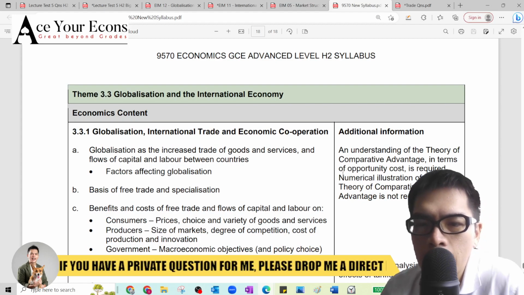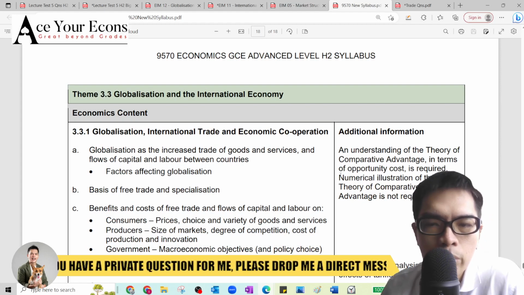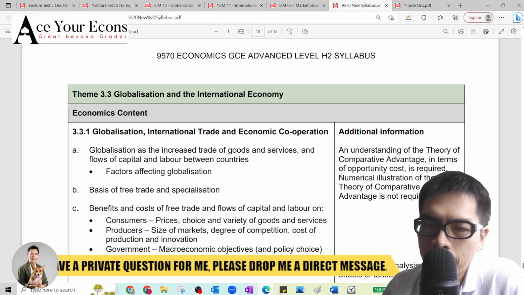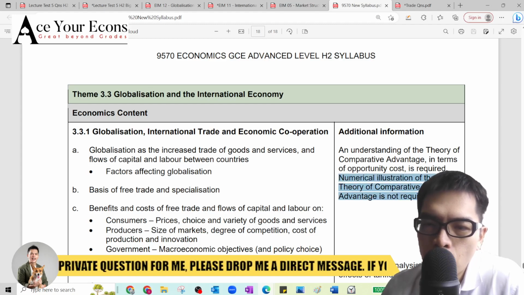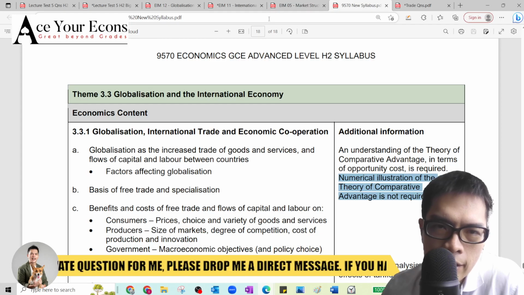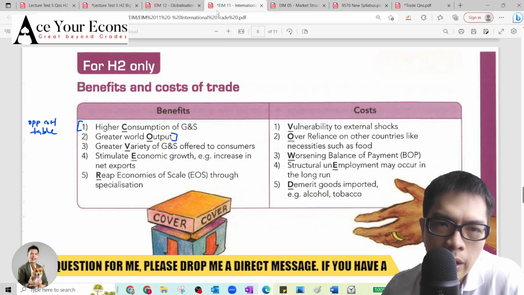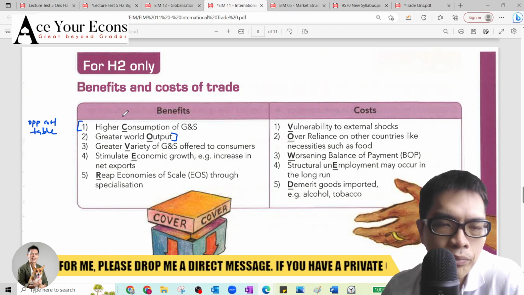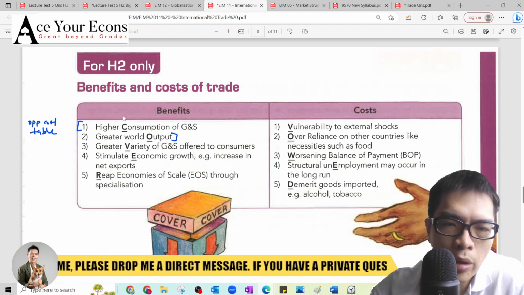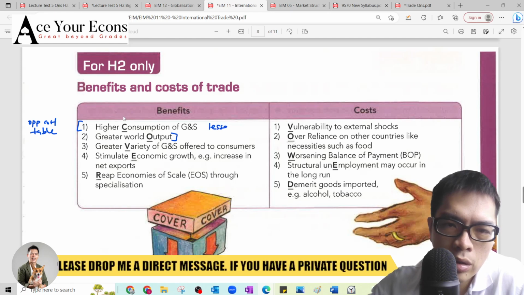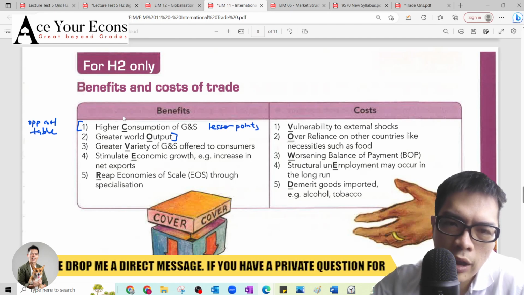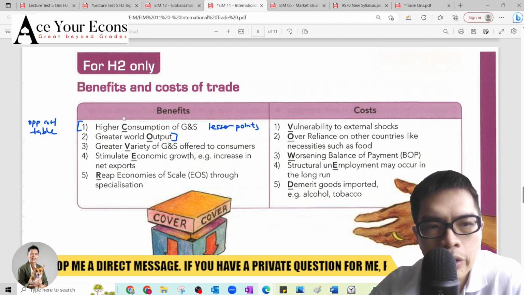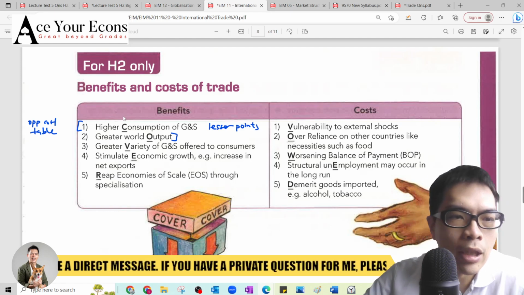Okay, SEAB specified: don't need to bring in numbers. Alright, so if you don't need to bring in numbers and yet the op cost table is required, it only points to one thing. Okay, these 2 points are going to be lesser points. Not so important, especially if you are taking the new syllabus. I hope you understand what I'm saying.